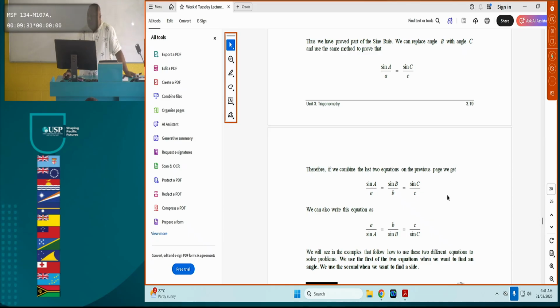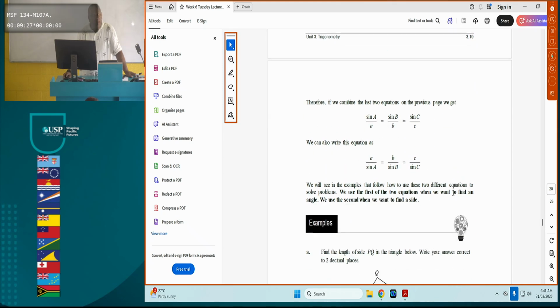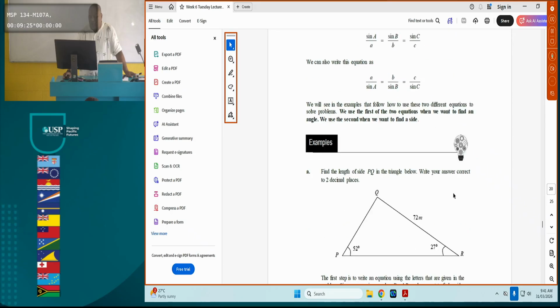Now, I don't want you to dwell only on A, B, and C. We can label the angles anyhow. Here we're using P, Q, R. So if this is angle P, where's side P? 72. If this is angle Q, where's side Q? The bottom one. This is angle R, where's side R?